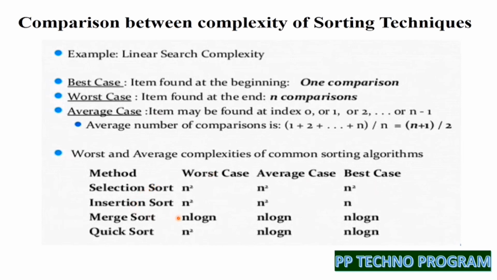Similarly for merge sort, it is n log n, n log n, n log n for worst, average and best case, okay? And for quick sort, the worst case time complexity is n square, while the average case and best case are n log n. Clear? This is the most important part of data structures, so you have to remember this. Next.